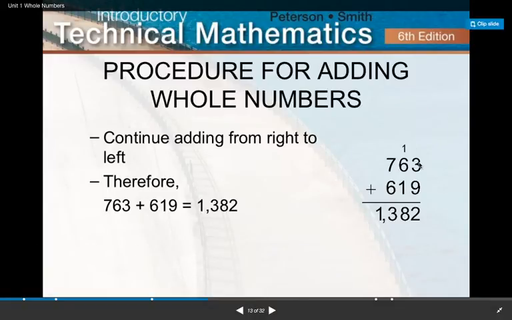So we keep adding from right to left. 3 plus 9 is 12. We put down the 2. We carry the 1. 6 plus 1 is 7, plus the 1 that we carried is 8. So we put an 8 in that column. 7 plus 6 is 13. And since we don't have another number over here, we can put both numbers down. So our answer to 763 plus 619 is 1,382.